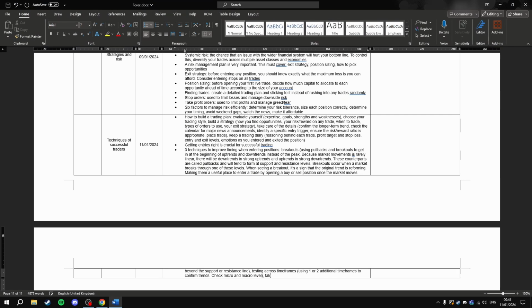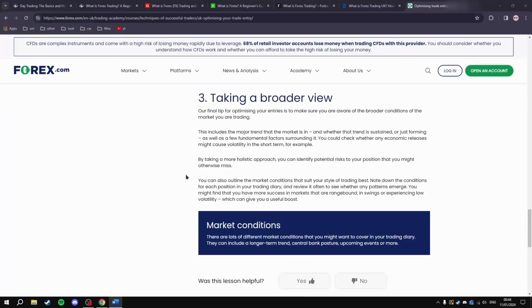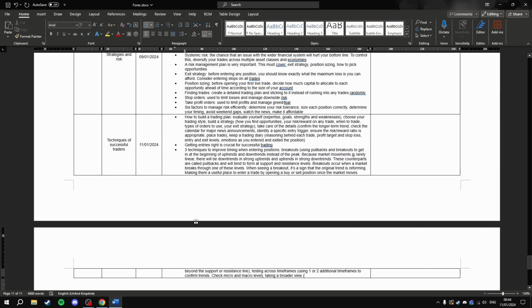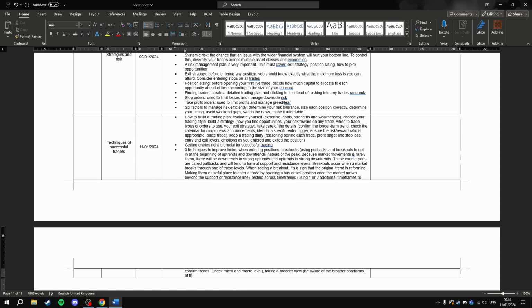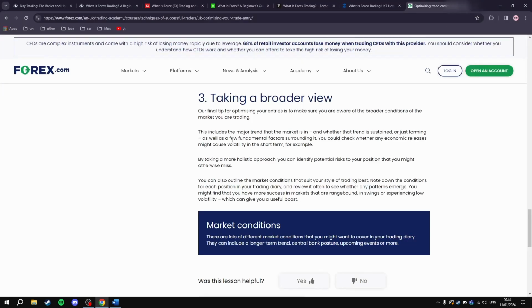Taking a broader view. Our final tip for optimizing your entries is to make sure you're aware of the broader conditions of the market you're trading. This includes the major trend that the market is in and whether that trend is sustained or just forming, as well as a few fundamental factors surrounding it. You could check whether any economic releases might cause volatility in the short term, for example. By taking a more holistic approach, you can identify potential risks to your position that you might otherwise miss.